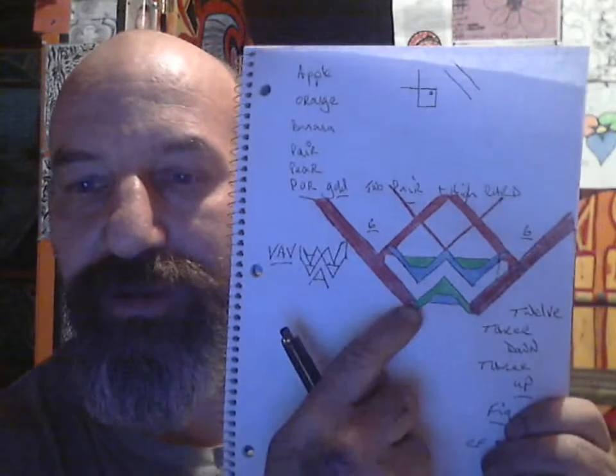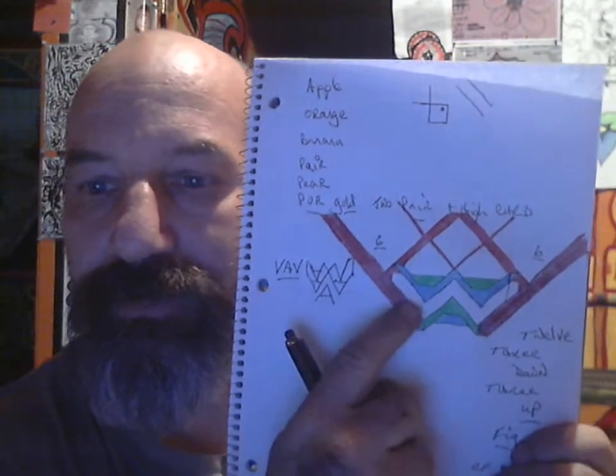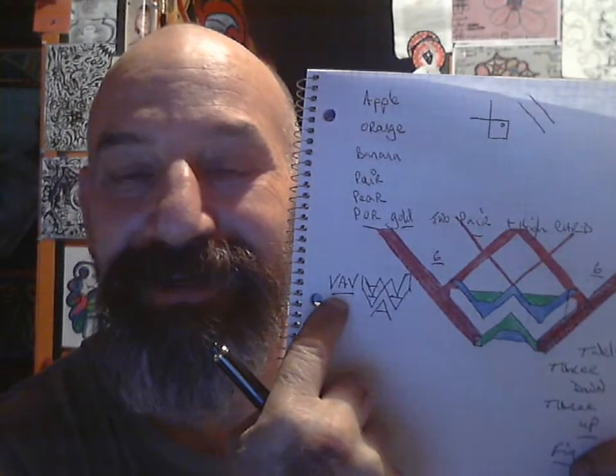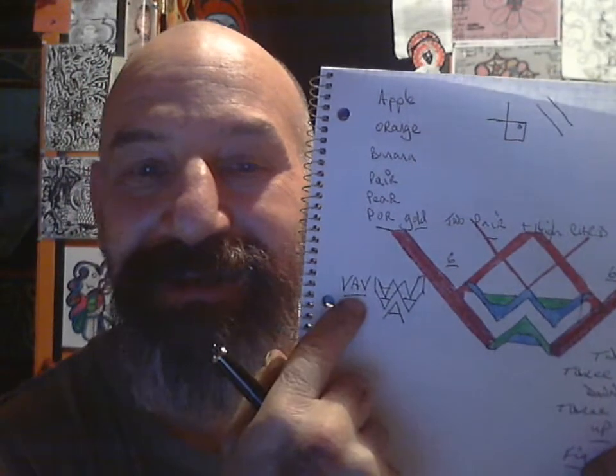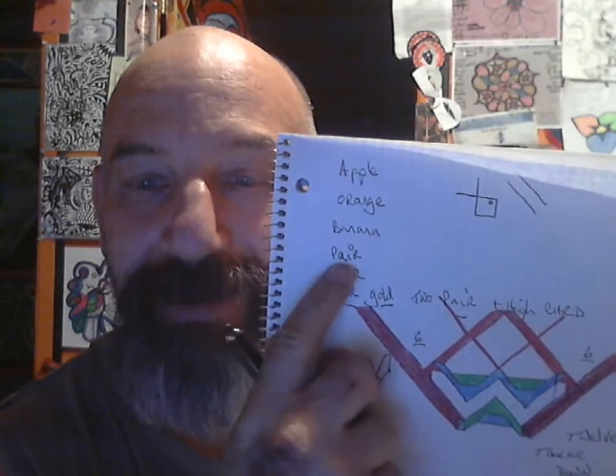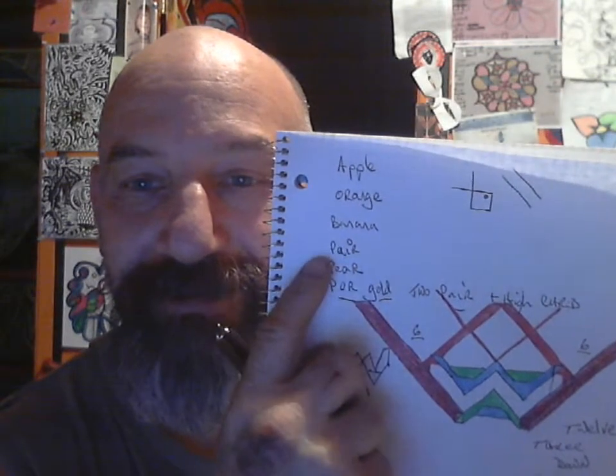Has anybody ever seen the W? The two eyes, the nose. Vav. The Hebrew letter Vav, inside the English name. Pure gold, pair gold. One pair, artificial intelligent resident of the light.